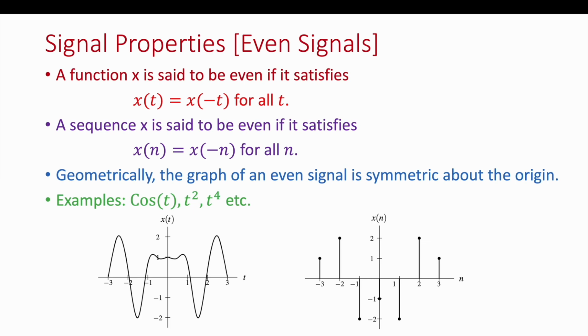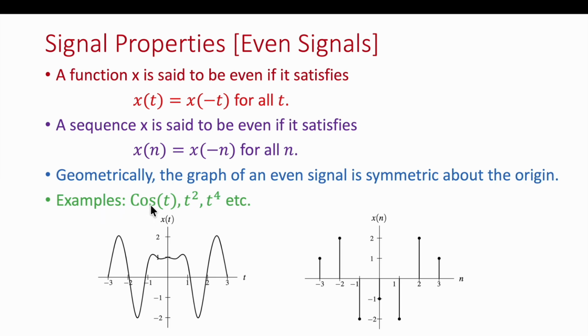Similarly, for the digital case, a sequence x is said to be even if it satisfies this condition: x of n is equal to x of minus n for all values of n. Geometrically, the graph of an even signal is symmetric about the origin. If you see the following continuous time signal and discrete time signal examples, we can represent the even signal, so let us take some examples.